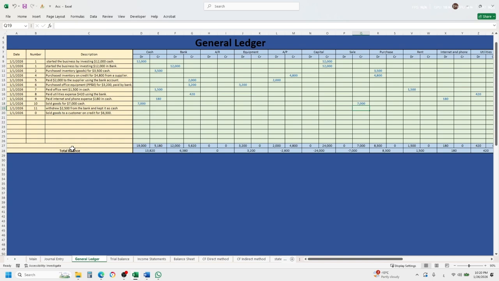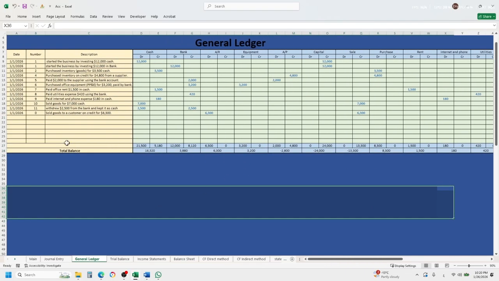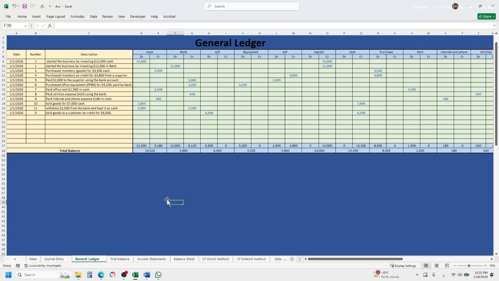Withdraw 2,500 from the bank and keep it in cash. Bank decrease 2,500, and cash increase 2,500. And sold goods to a customer on credit, so account receivable 6,300, and sales 6,300. As you can see, after we post all journal entries in the general ledger, now we have the running balance and it's the ending balance showing here.